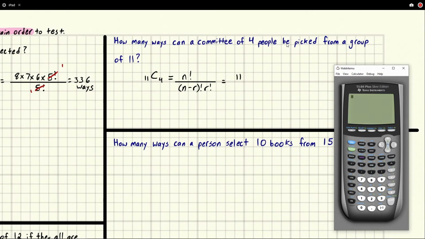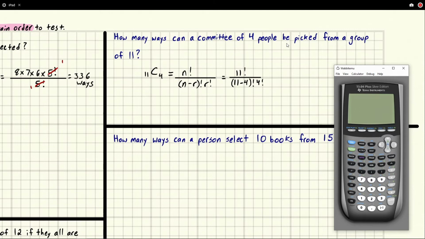This is going to be 11 factorial over 11 minus 4 factorial, times 4 factorial, because that's r, which is this one, and this is n. Doing this, we get 11 factorial over 11 minus 4. What is that? 7, I believe. 7, 8, 9, 10, 11. Yep, it's 7. And then we have 4 factorial.